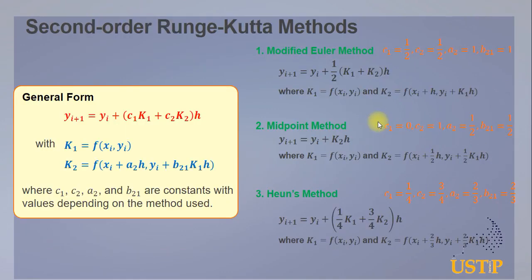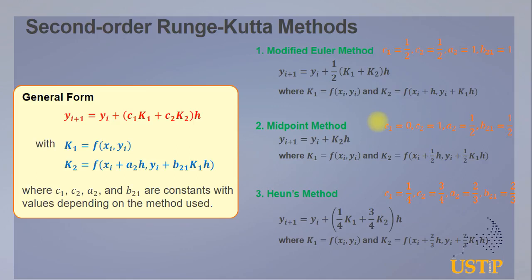We have this general form: y_{i+1} is equal to y_i plus c1 multiplied by k1 plus c2 multiplied by k2, times h, where k1 is equal to f(x_i, y_i), and k2 is equal to f(x_i plus a2 h, y_i plus b21 k1 h), where c1, c2, a2, and b21 are constants with values depending on the method used.